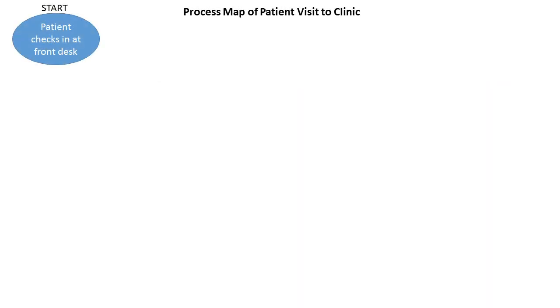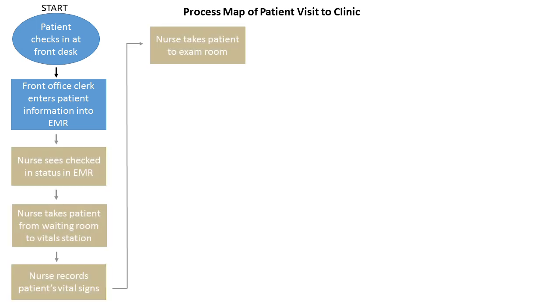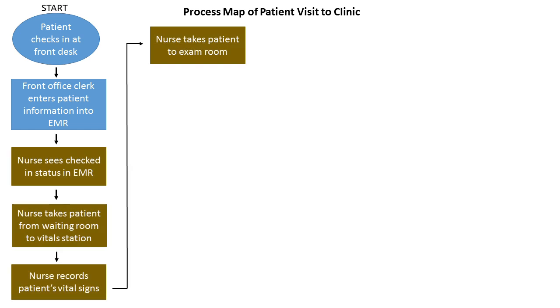Our process starts by the patient checking in at the front desk. At the front desk, the clerk enters the patient's information into the electronic medical record or EMR system. The nurse notes from the EMR that the patient has checked in, gets the patient and her mother from the waiting room, and takes them to the vital signs station. There the nurse records the patient's vital signs and then walks with the family to the examination room.